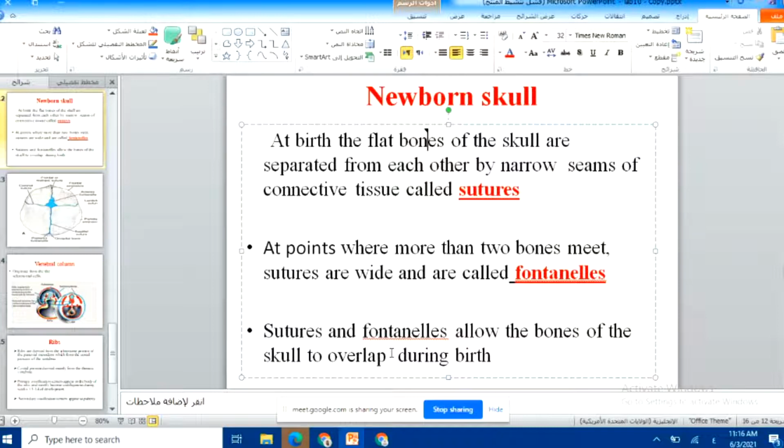Then there will be a closure time for these sutures and fontanelles that will take until about 18 months. Okay. Any question?